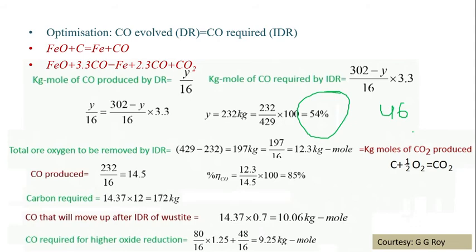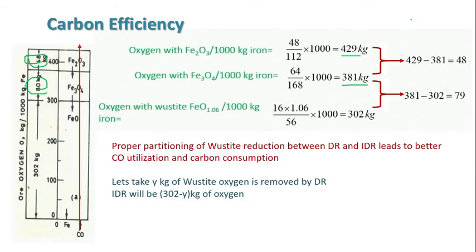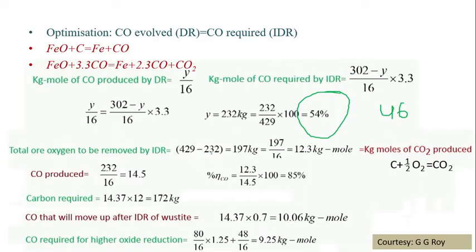So the total ore oxygen to be removed: the total ore is containing how much? 429. So 429 minus 232, which has been reduced by direct reduction, will give rise to 197 kg. 197 kg divided by 16 will give 12.3 kg moles. That much amount of oxygen is to be removed.